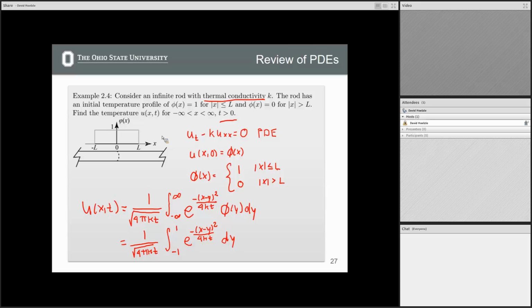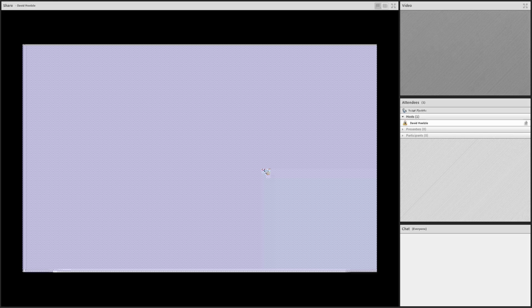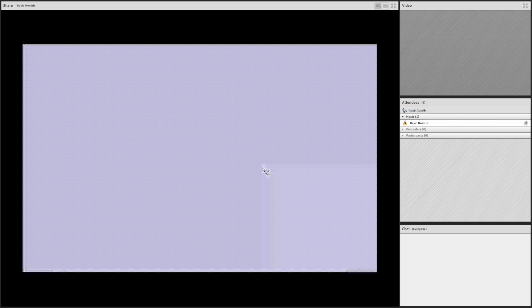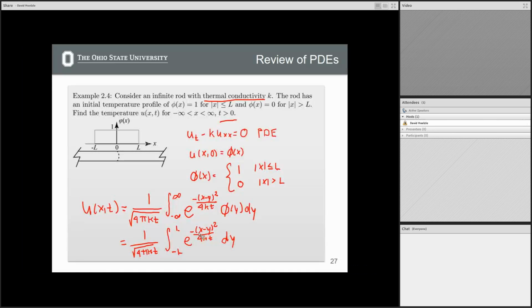Sorry, I have a mistake. This is from L to negative L. I just read this incorrectly. Okay, so then I can now take this integral, which I'm not going to quite do, but I'll show you how this can be simplified in a second. To do this integration, we can use the substitution rule.